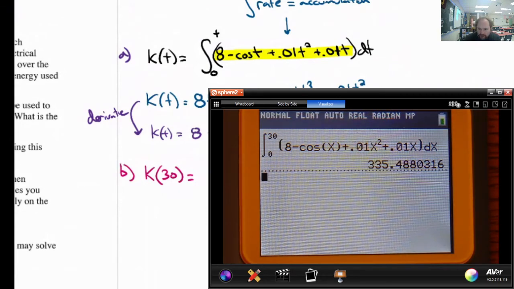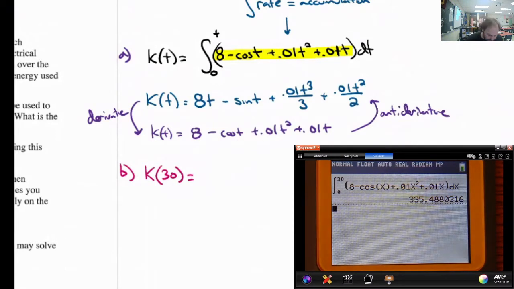335.488 megawatts, I think is the unit on this one, so we'll call it good. 335.488 megawatts. Like that. That'll be your answer for part B. You would get the same thing if you plugged in 30 into this function also. You'll have to trust me on that one if you want to.